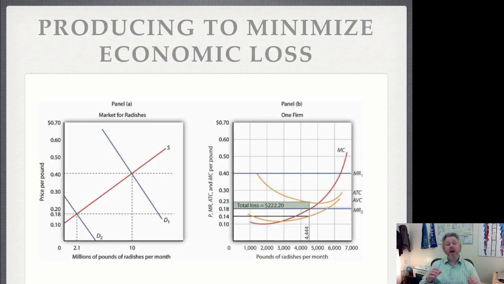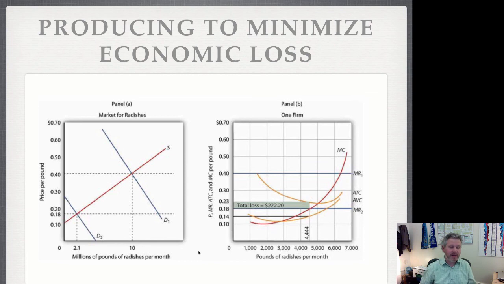Okay, so now let's look at the flip side. Let's look at economic losses. Here we are at D1, the original demand and original supply. The market price is 40. The market equilibrium quantity is 10. That's the same graph we had before. So marginal revenue here is 40. And remember, our firm was producing where marginal revenue equaled marginal cost. They were producing at 6,700.